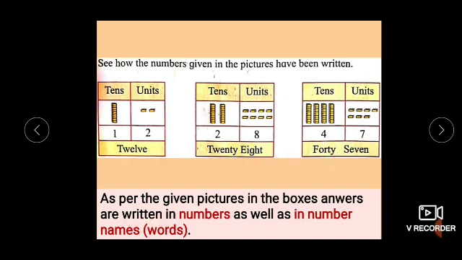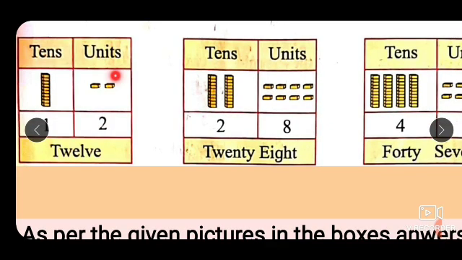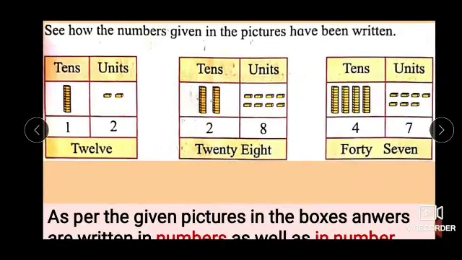So how many blocks of tens are there in tens place? 1. And in units place? 2. 1, 2. So 1, 2 is 12. TWELVE.